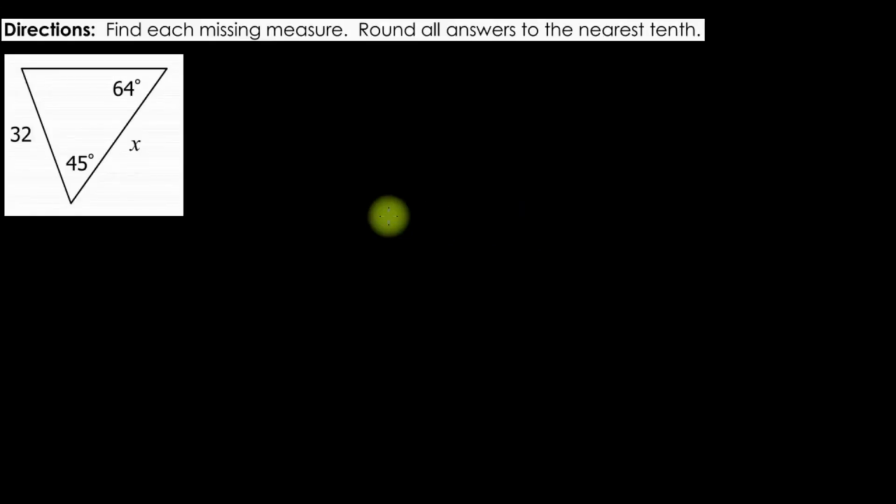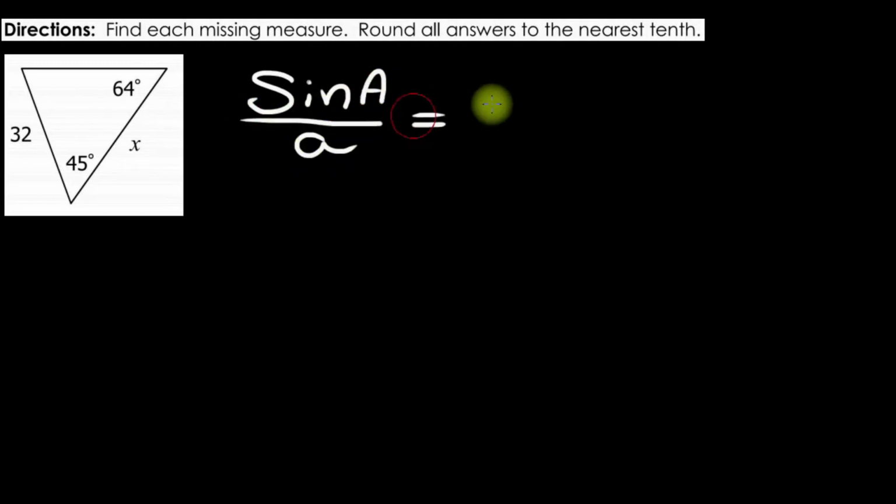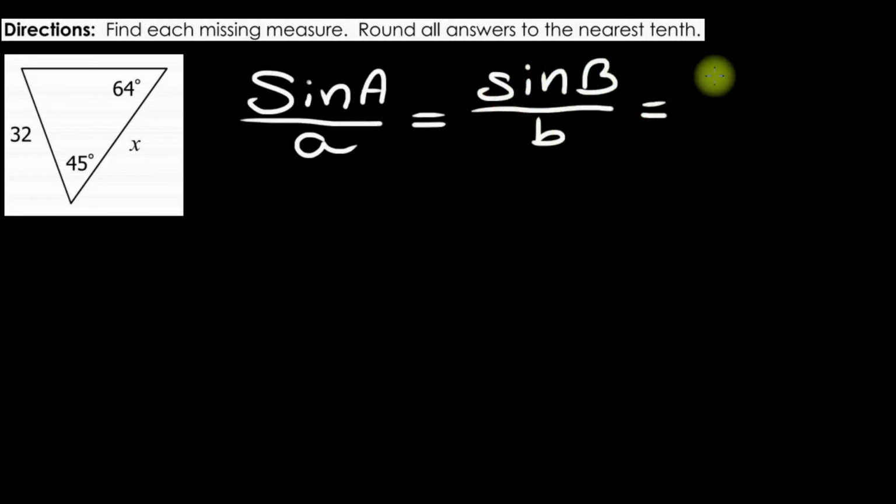Let's go over this example here. We have to find the missing measure, and round it to the nearest tenth. So we have to find out what x is. According to this triangle, we're given angle, angle, side. Therefore we can use the law of sines to come up with the missing side. The law of sines is this: sine of angle A over side A is the same as sine of angle B over side B. It's the same as sine of angle C over side C.